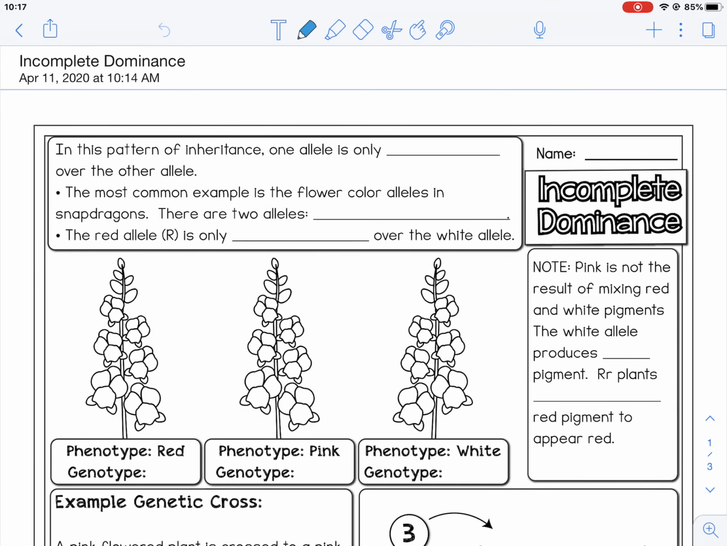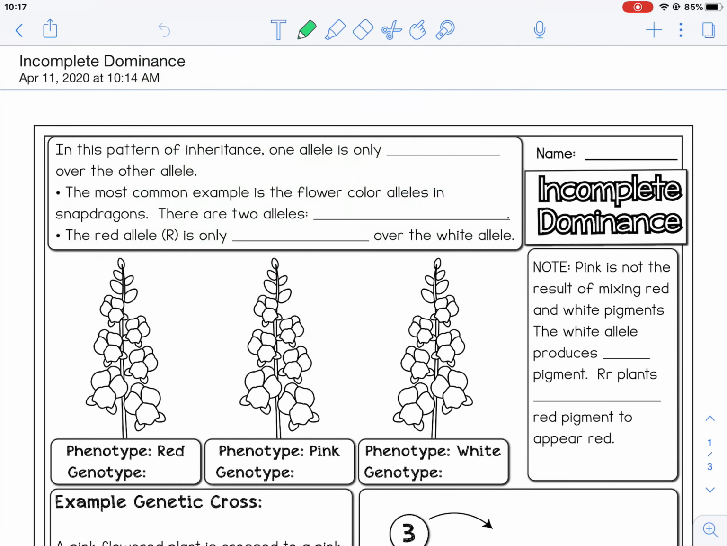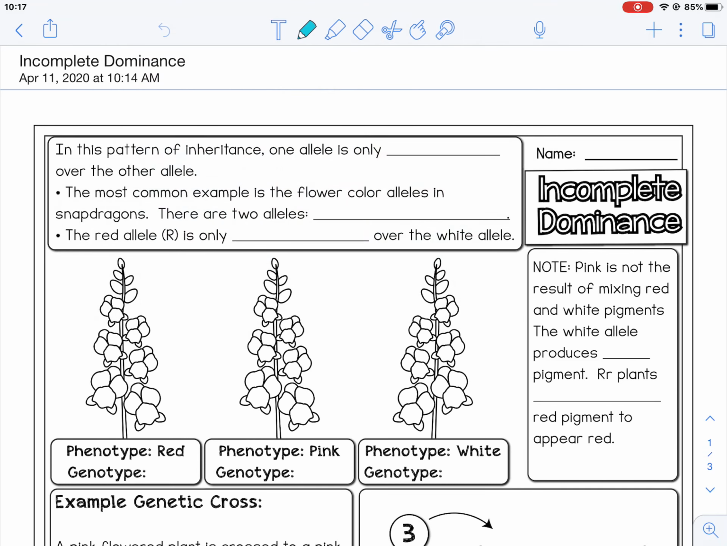So this week we're going to talk about incomplete dominance first. As it was mentioned in the directions, the first thing you need to do is to put your name on here.